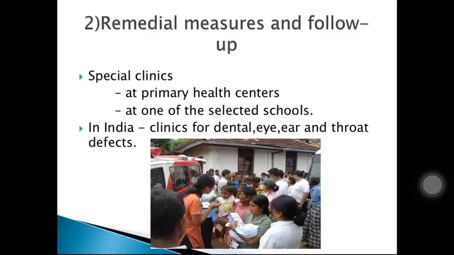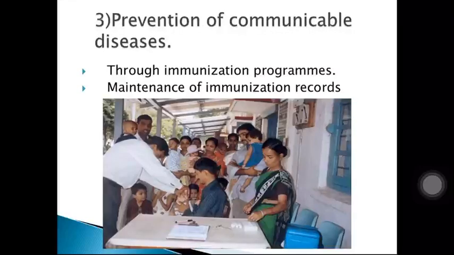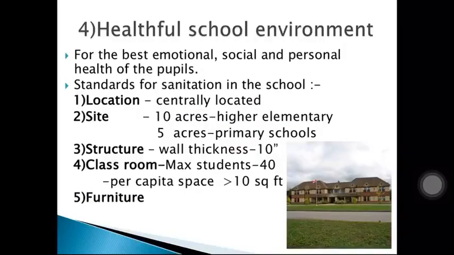So once health appraisal and remedial measures and follow-up are done, the third aspect of school health service is prevention of communicable diseases. So how do you prevent communicable diseases? Yes, through immunization programs, and you have to maintain immunization records also. So now the fourth aspect is healthful school environment.